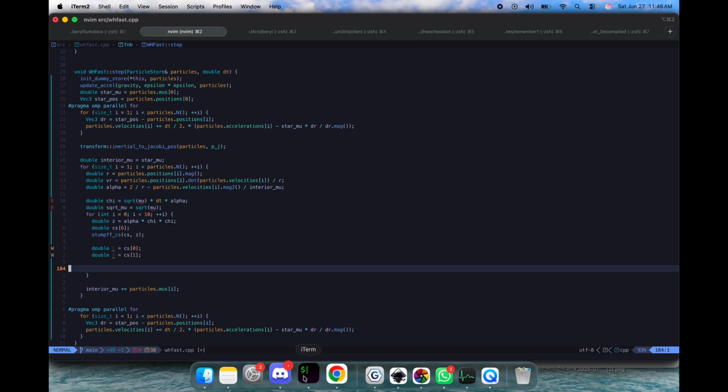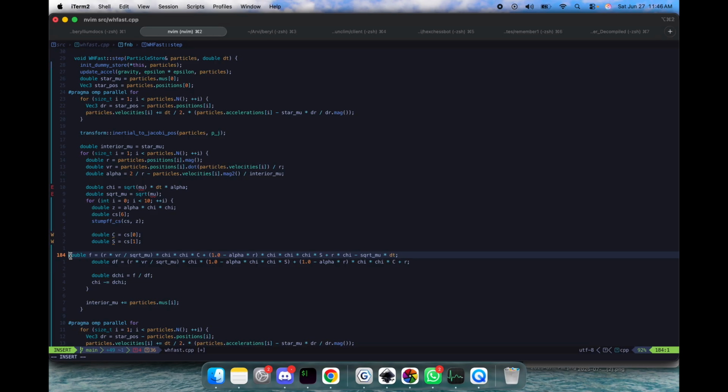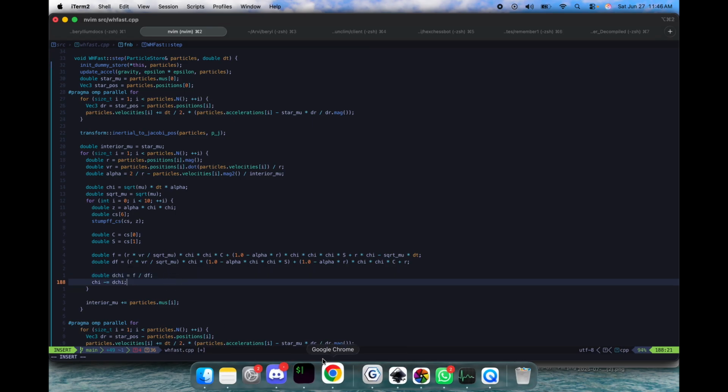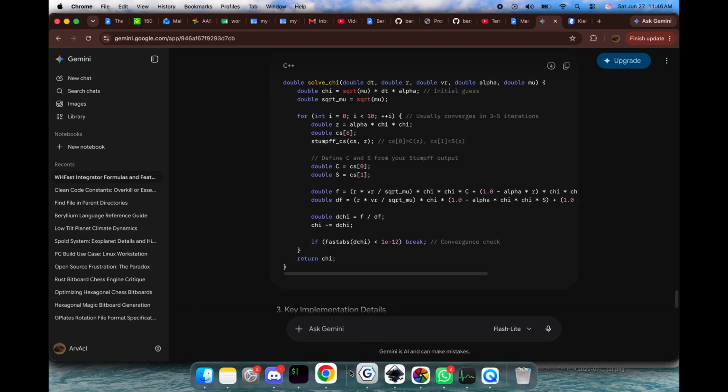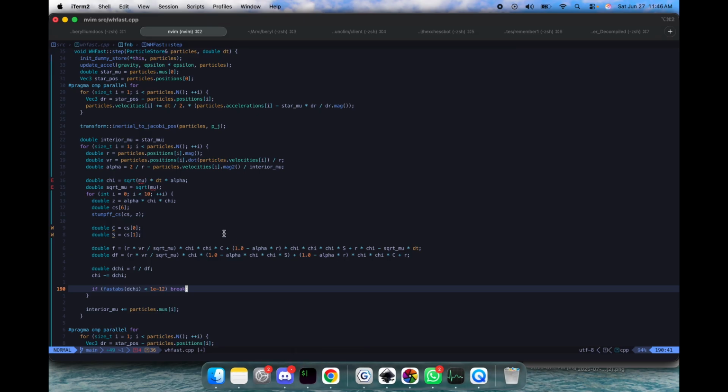This is gonna be easier to code if I just paste that. That's a bunch of math. I don't care if I'm using AI. D chi, and now we just add this. If fast abs d chi is less than 1e minus 12, break. Yeah, I think that's it.